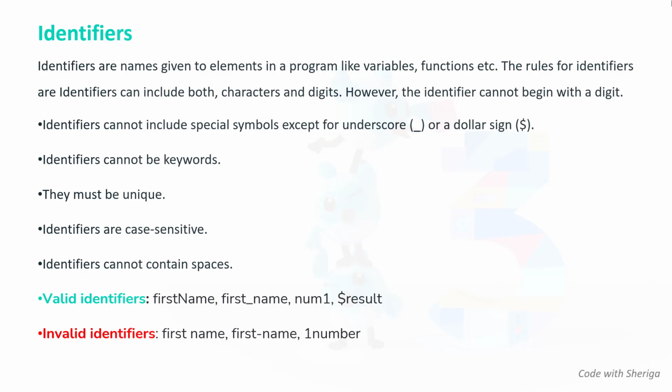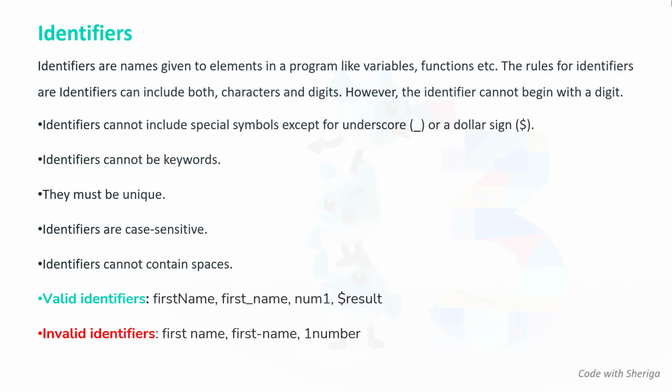In naming your identifiers, you need to make sure that you do not use the reserved words or keywords, because identifiers cannot be keywords. Why? Because the compiler has reserved these keywords in order to use in its processes. If you name your identifier the same as a keyword, it will result in an error.